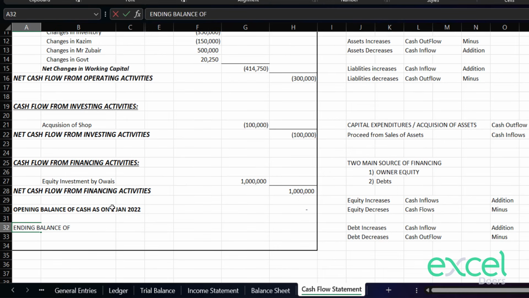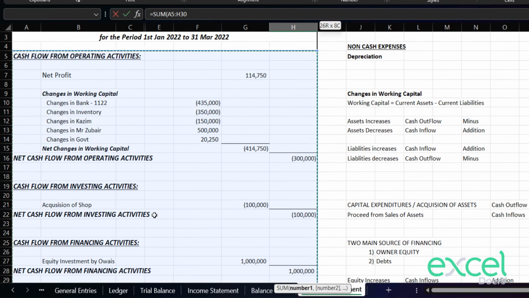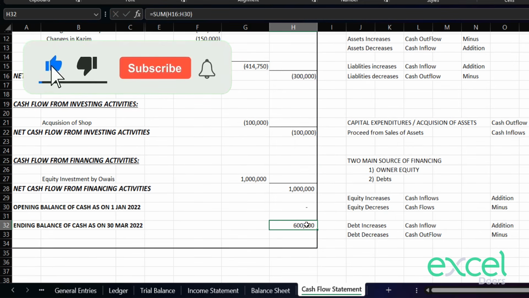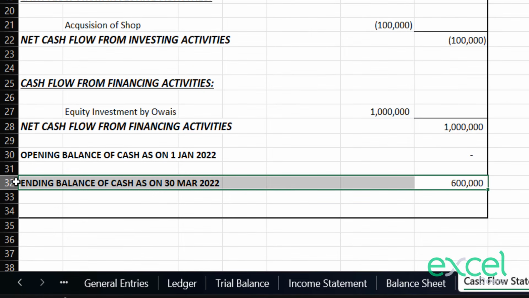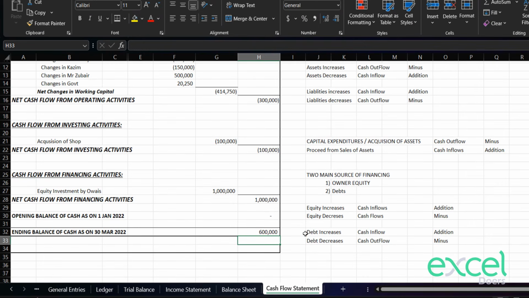So ending balance of cash as on 30th March 2022. Okay, this is the final answer I'm going to calculate. Sum, and now I'm going to sum everything. Sorry, not this one. Okay, just this one. All three cash flows. And when I sum it, the answer is exactly 6 lakh. 6 lakh, and here is a 6 lakh. So that means I have 100% correctly prepared my cash flow statements, right?